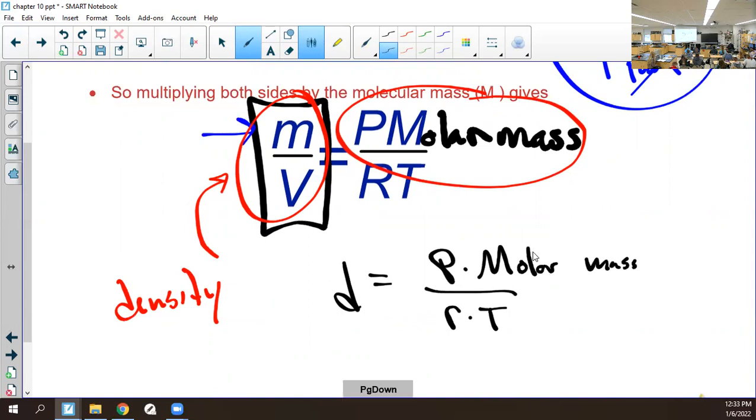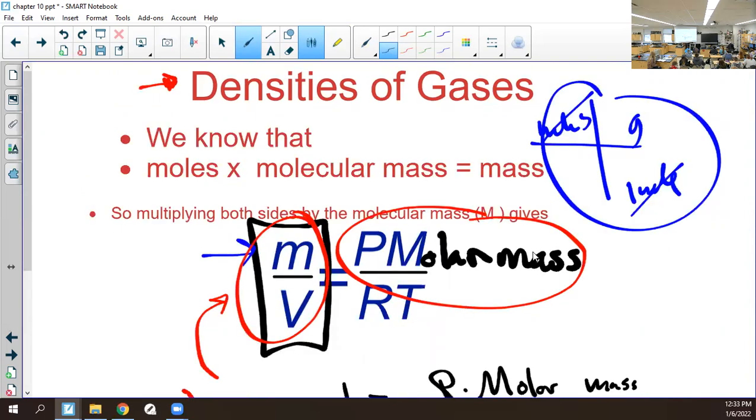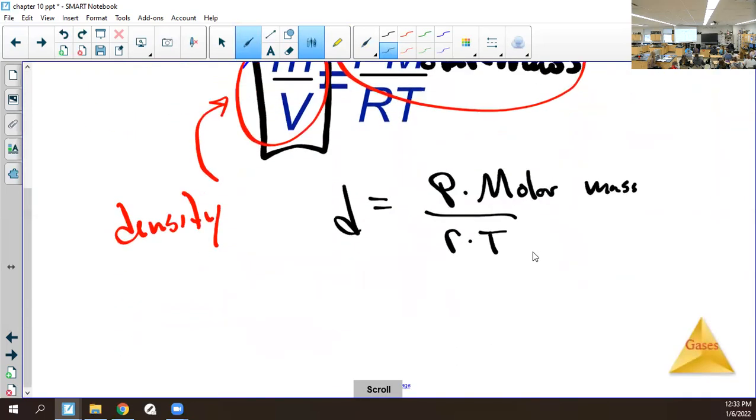I think I have it right here. Yeah, you can. Nope, I mean just the value from the periodic table. So if we were talking about oxygen, we'd say 32.